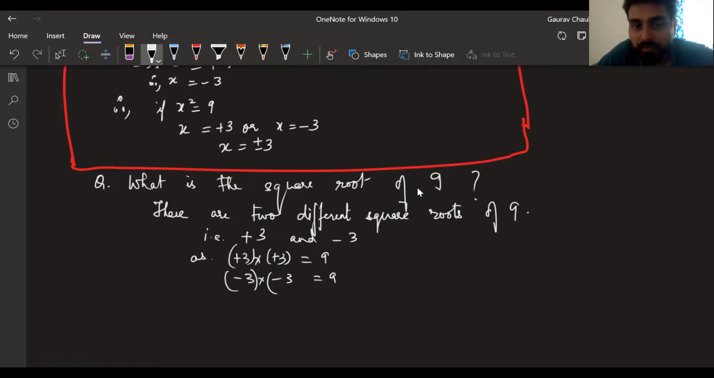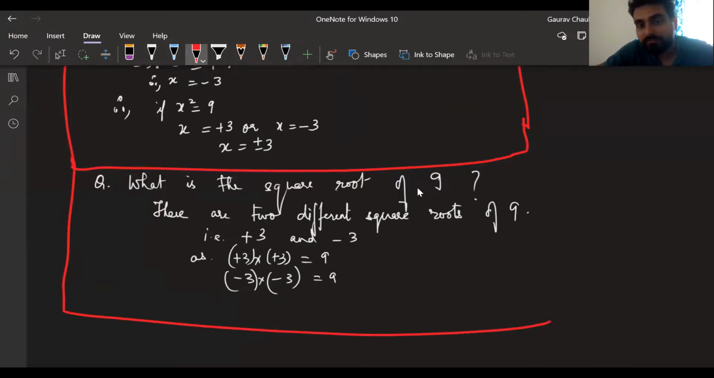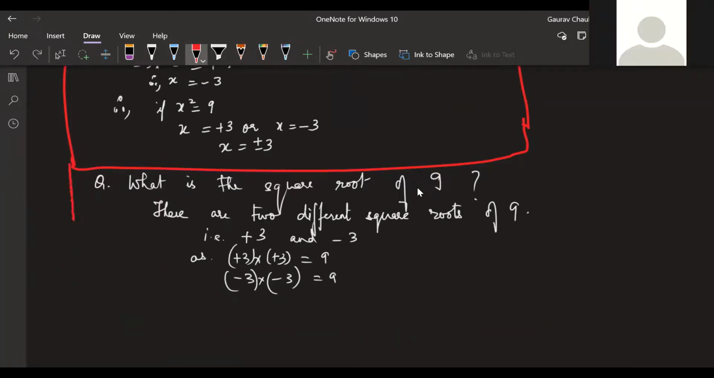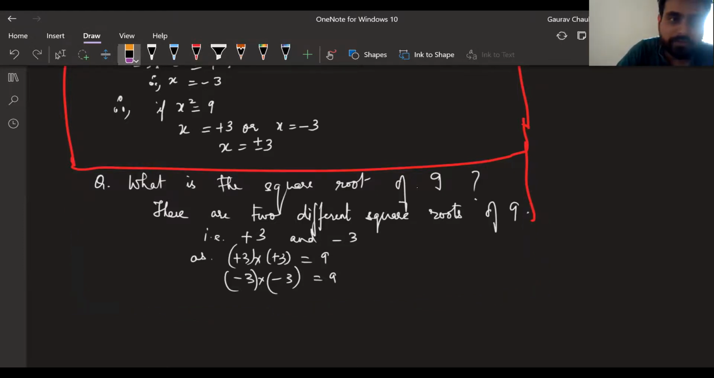of 9. Okay. Does this make sense, Deepak, tying it back with the previous question? Yes, sir. Okay. So my question is wrong actually. It should be, what are the square roots of 9? I'm asking what is, just to like confuse or let's like make you think.